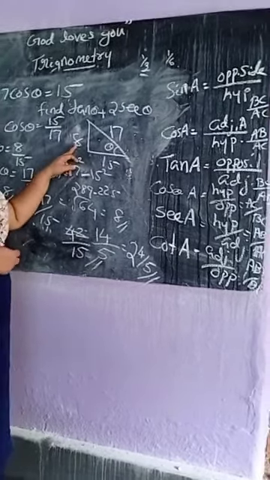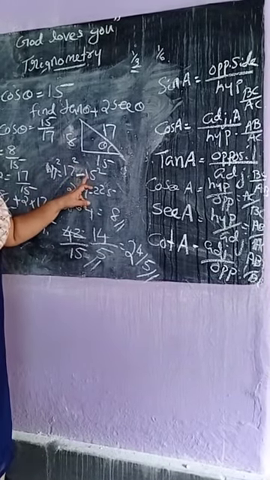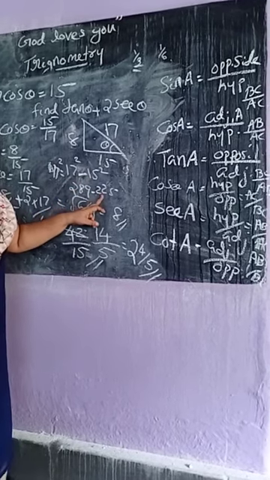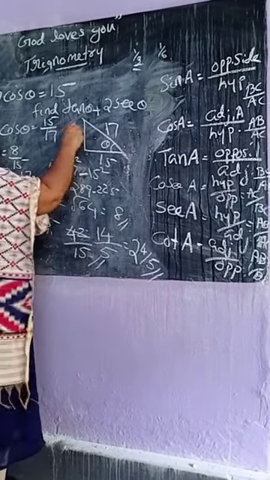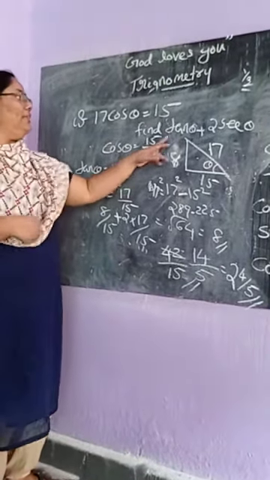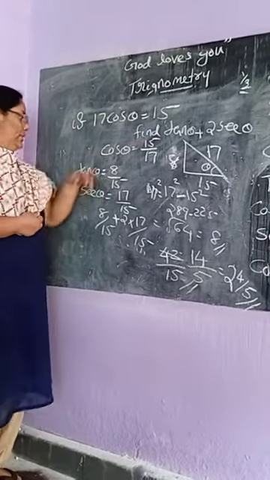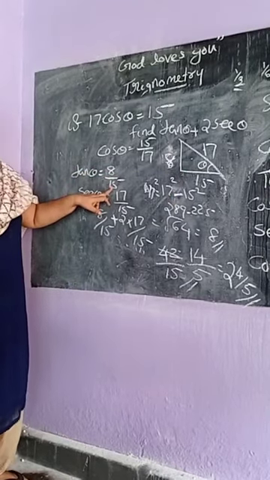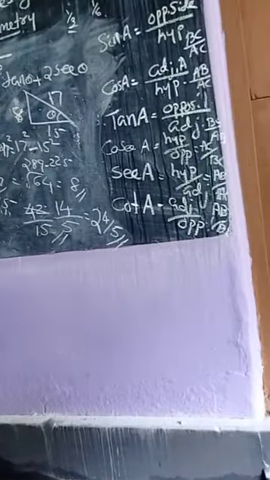Then our aim is to find the opposite side. What's the formula? Opposite side square is hypotenuse square minus adjacent square. Therefore, 289 minus 225 gives 64. Root 64 is 8. Opposite side is 8. Here the question is find tan theta plus 2 sec theta. Tan theta means opposite by adjacent, 8 by 15. Sec theta is hypotenuse by adjacent.